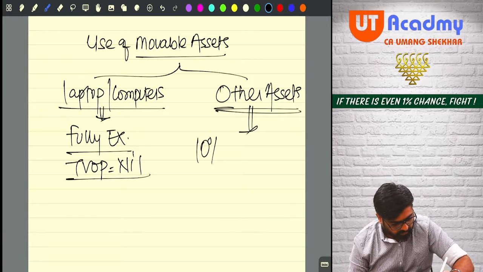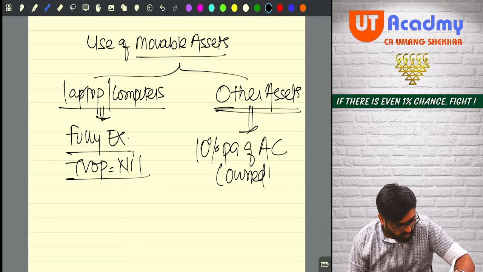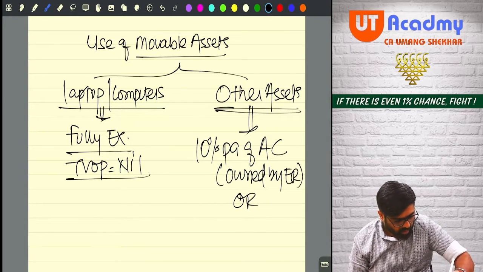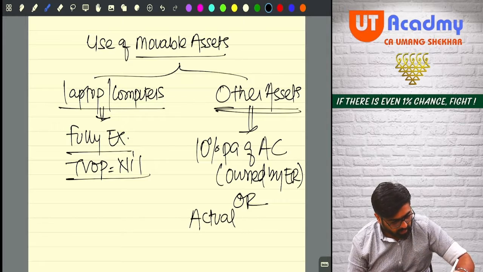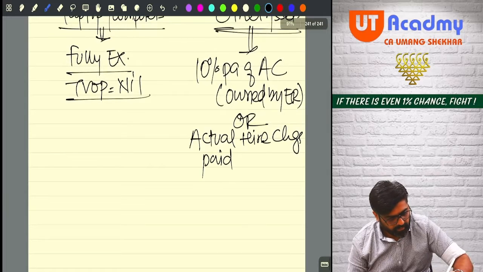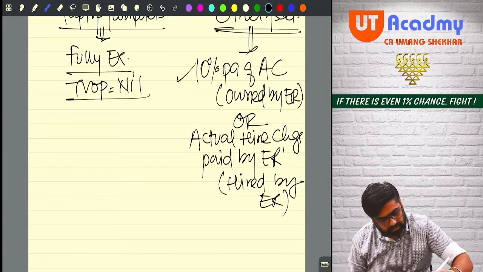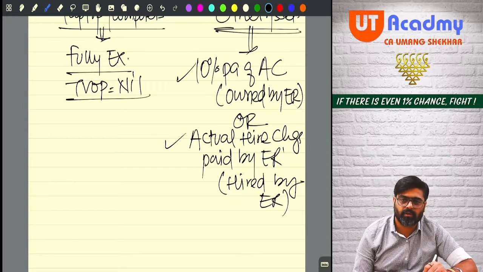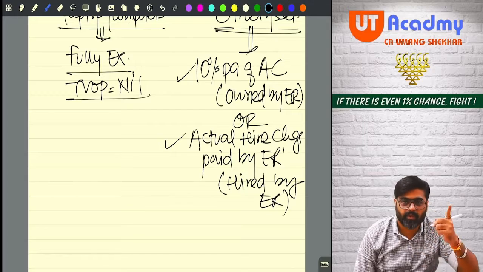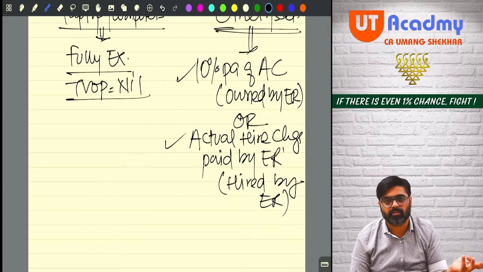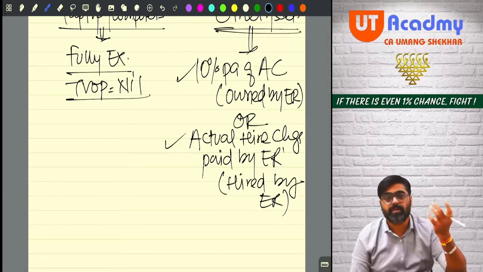which are movable assets, yes or no? Either 10% per annum of actual cost if the asset was owned by the employer, yes or no? Or actual higher charges paid by the employer if the asset was hired by the employer. Either this amount or that amount, any one of these two will be your benefit. If you are taking 10%, then higher charges will not come. And if you are taking higher charges, then 10% will not come.